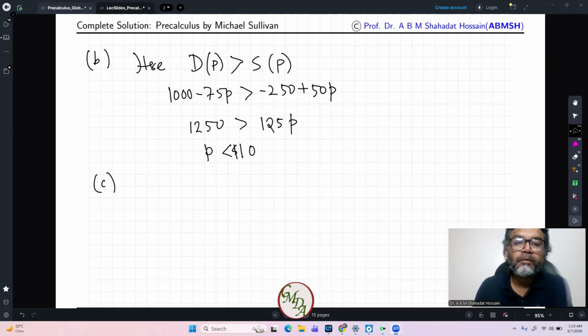If the company charges more, then the quantity supplied will exceed the quantity demanded. In this case, the company will have excess phones in the inventory.